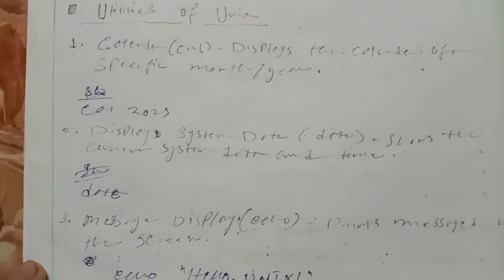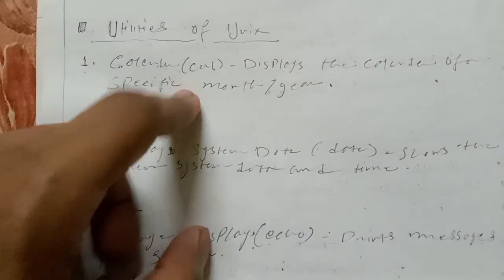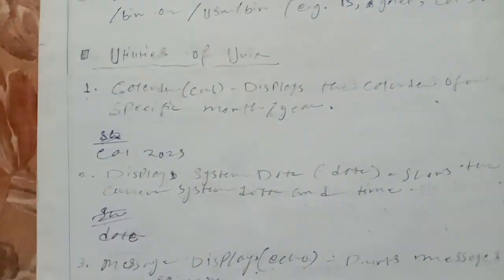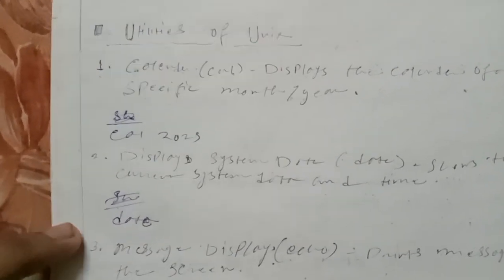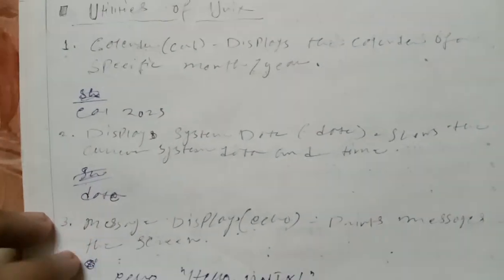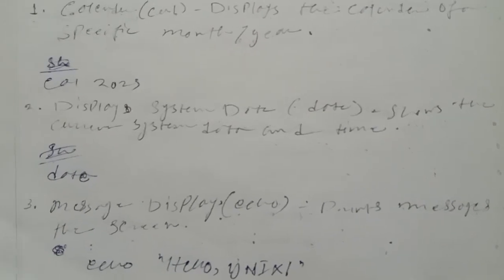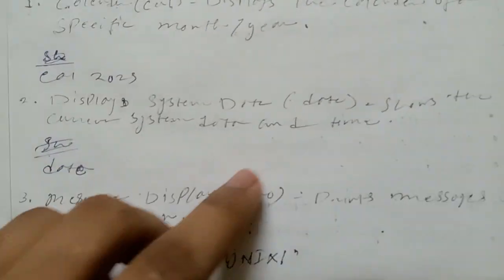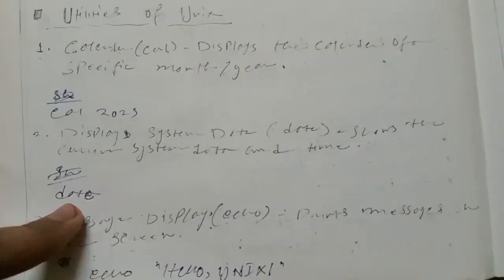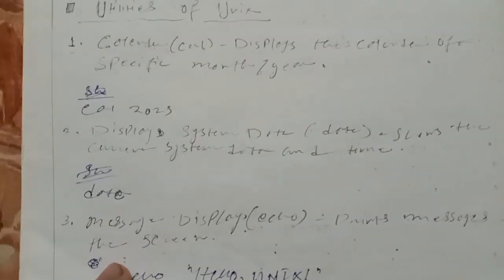Utilities of Unix. What is this? So calendar. There are some utilities. Calendar means cal. You have to use the cal command in order to display the calendar for a specific month or year. Suppose you wanna check the calendar of the year 2025. You have to give this command, cal 2025, and it will display the calendar as well. Next, we'll have display system date. If you want to see the date, you have to use the date command, and nothing else. Immediately it will show the current date and time based on your system.